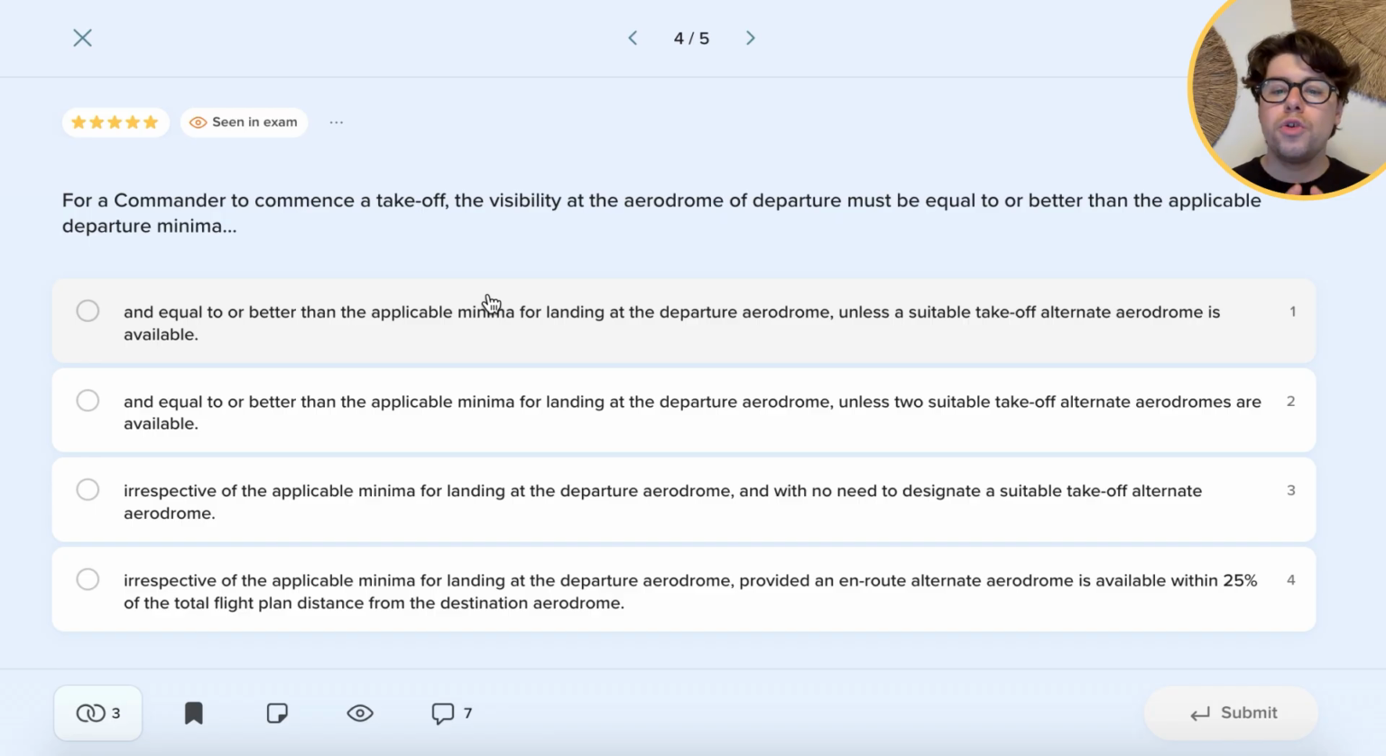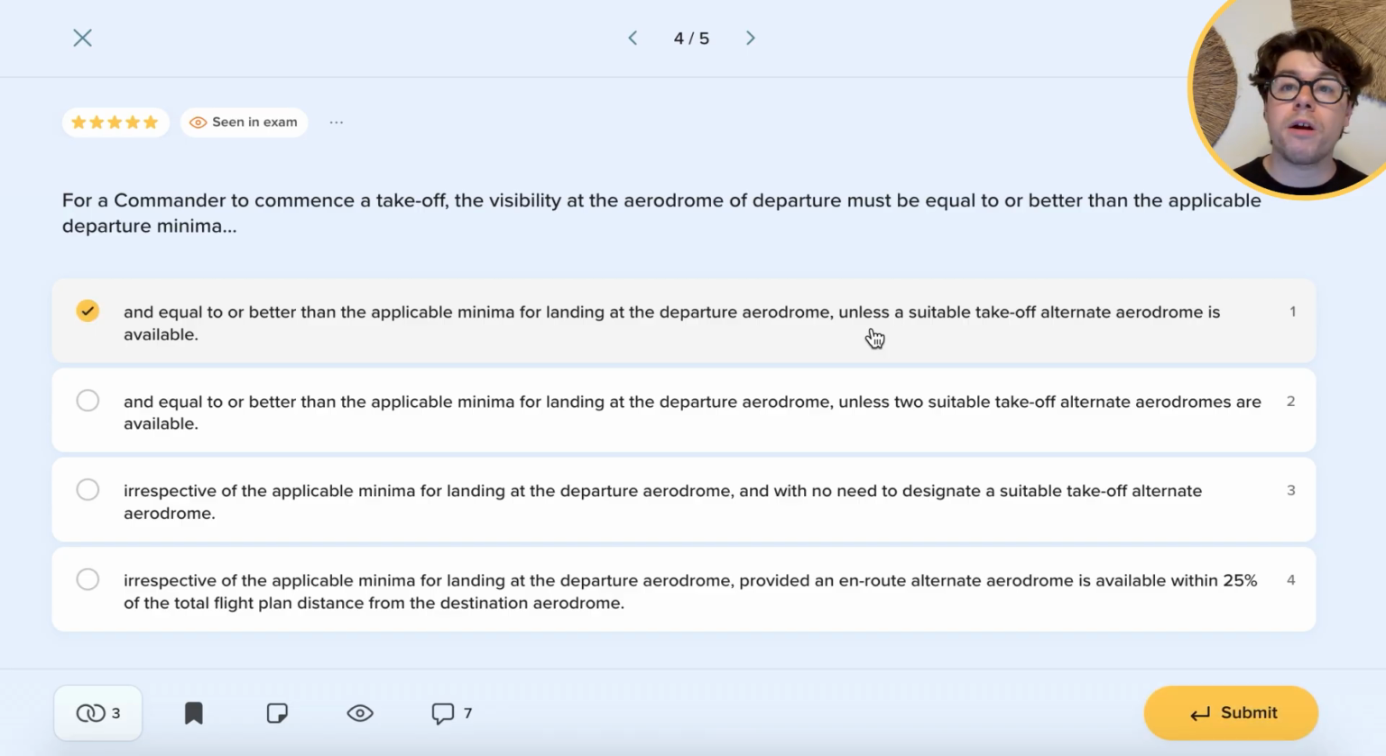In that case, you always need to select a suitable takeoff alternate, so that in case something goes wrong, for example a passenger has a medical problem or the aircraft has a technical problem, you can always safely land according to both the adequacy of the airport, the runways there, as well as the meteorological conditions, so the weather. So remember that the minima has to be equal or better than the applicable minima for landing, unless a suitable takeoff alternate aerodrome is available.